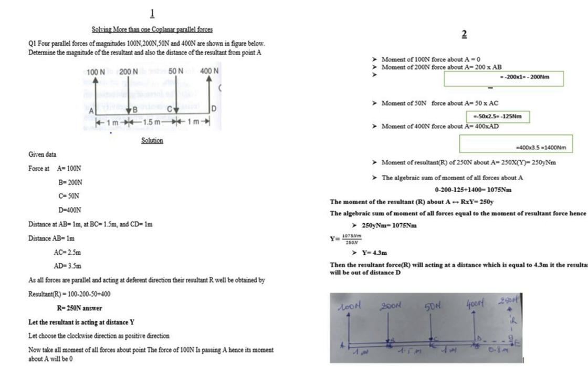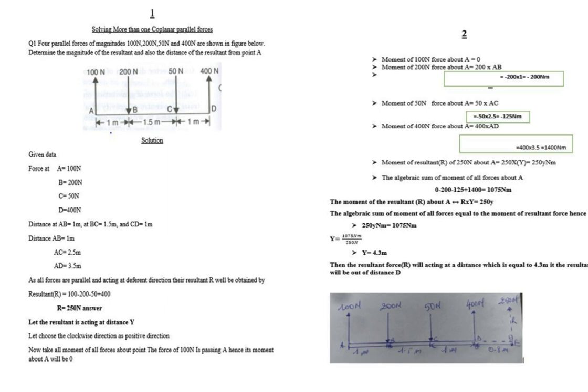Because our forces are in the same plane but have different directions, it means two are negative, other two are positive. Let me choose the clockwise direction as the positive direction. The resultant force will be equal to the summation of all forces, which is equal to 215 Newton.